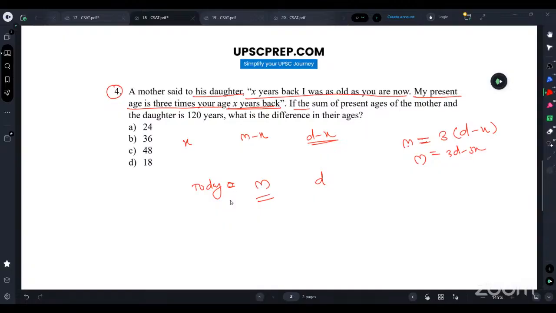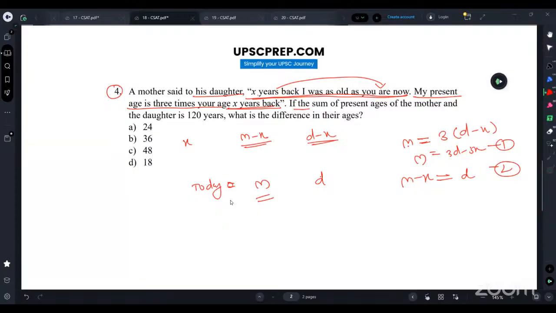Oh sorry, X years back, I was as old as you are now. So X years back, mother's age was M minus X. We forgot this first statement. And she is as old as her daughter now. So what is the present age of daughter? It is D. So you have these two equations, first and second.